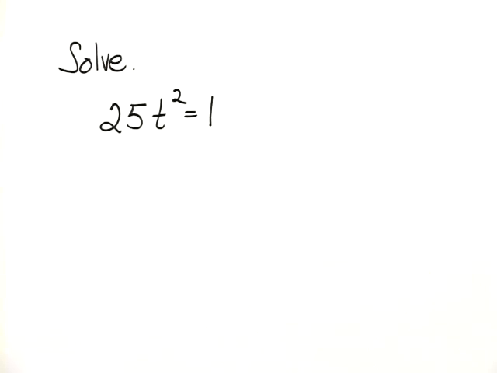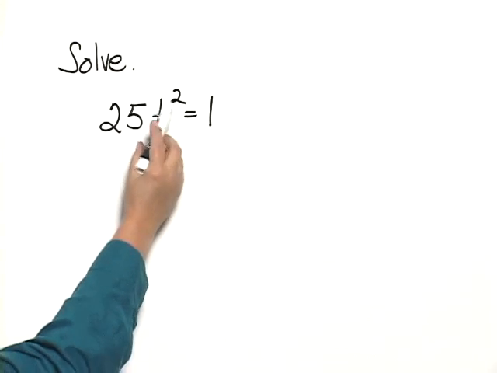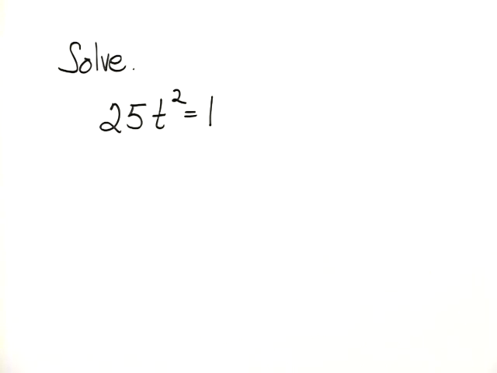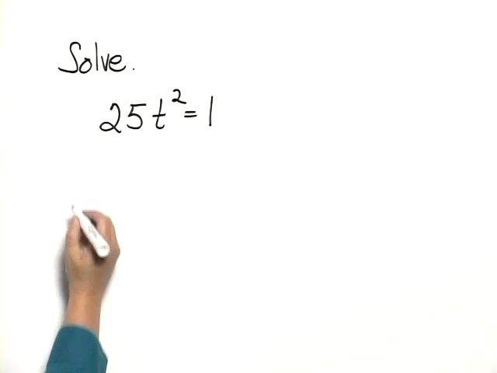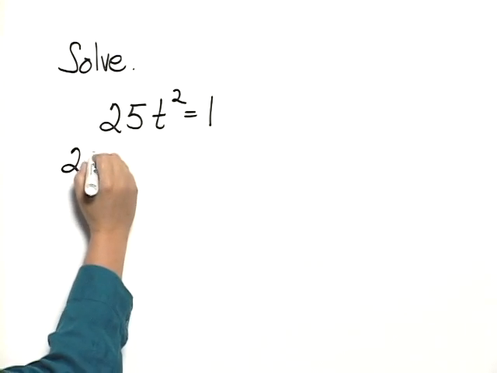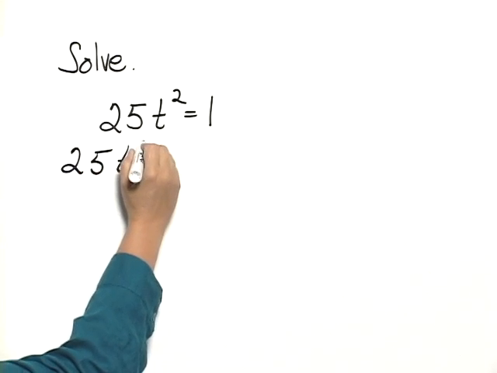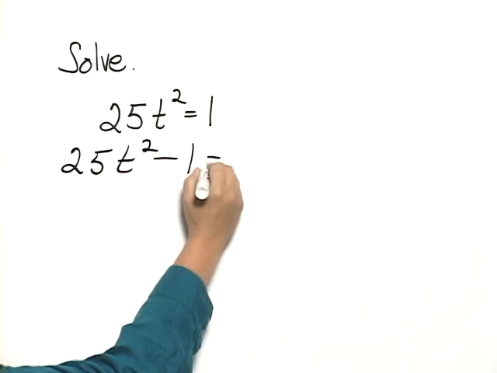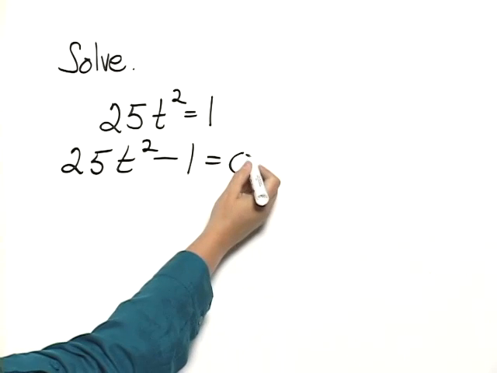Solve 25t squared equals 1. We have a quadratic equation because of the t squared, so we're going to use the principle of zero products. We begin by getting a 0 on one side of the equation. Subtracting 1 from both sides, we have 25t squared minus 1 equals 0.